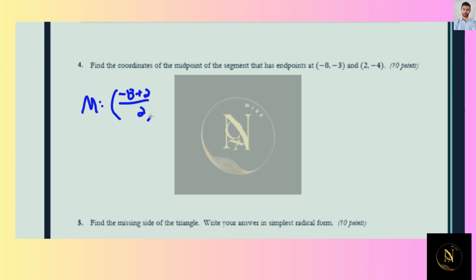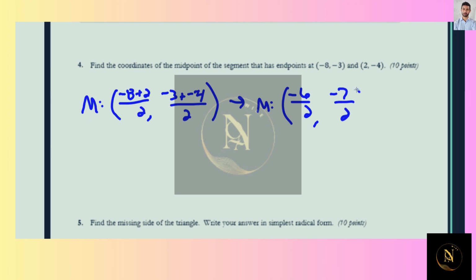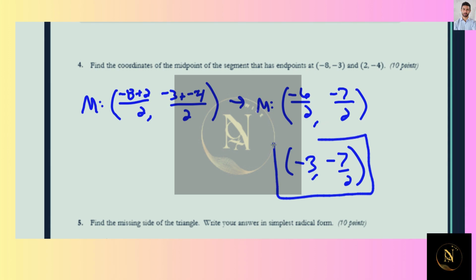All right, so to find the coordinates of the midpoint, you add the x coordinates together and take half, and add the y coordinates together and take half. So that would be located at -8 plus 2 is -6 over 2, and -3 plus -4 is -7 over 2, which is -7 halves, or -3.5.